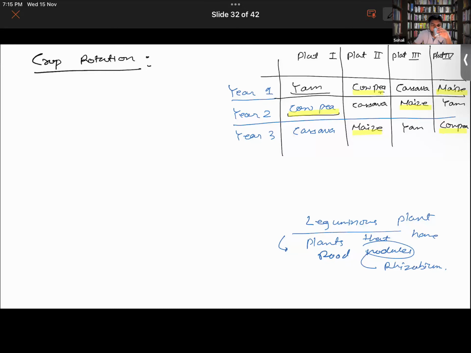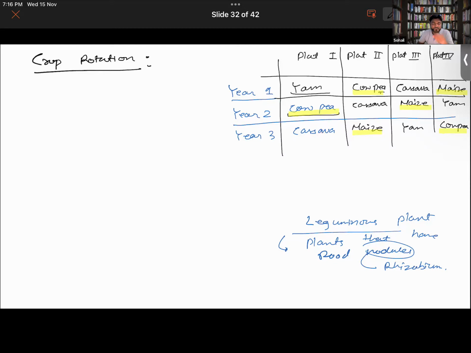Yes, sir. Can you explain year three again? So in year three, what happens? When I'm growing a non-leguminous crop here, earlier I grew a leguminous plant here. So the leguminous plant would have fixed a certain amount of nitrogen into the soil. So this plant will also have a sufficient amount of nitrogen in the soil.